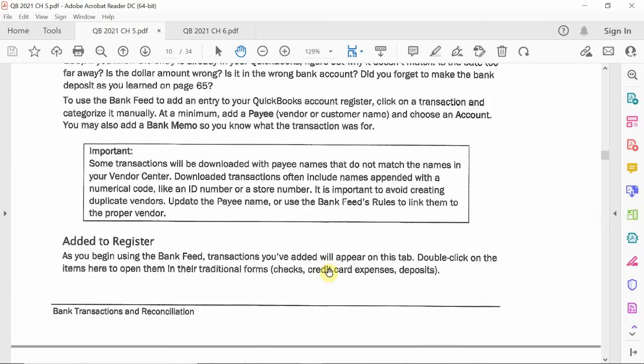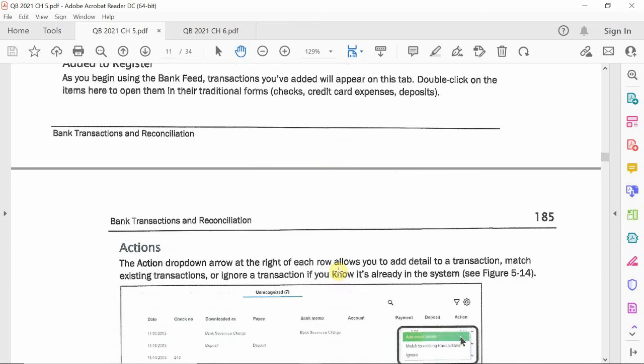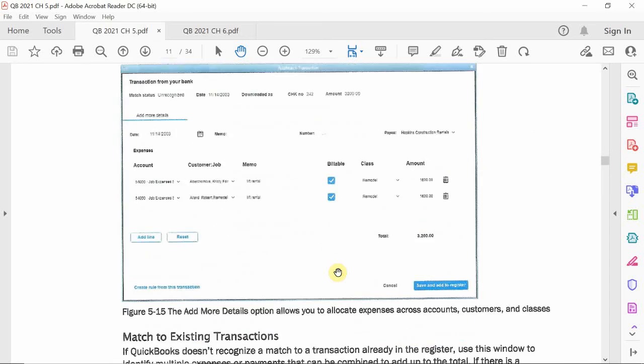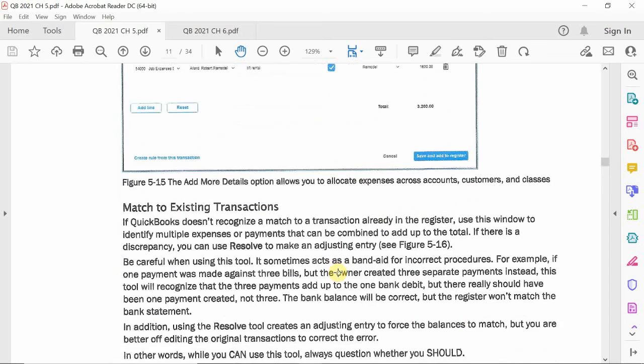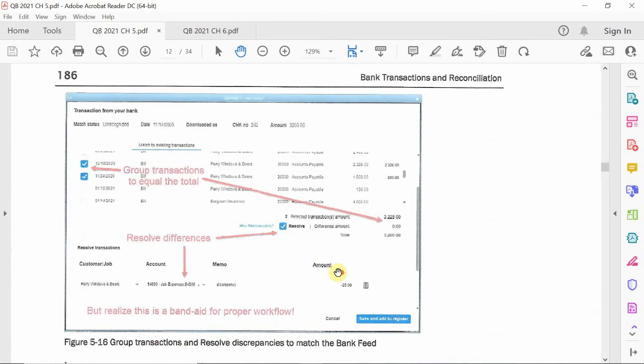Now, any questions there? No? Okay, so I'm going to go ahead and skip forward because it's all just talking about what you can do in the banking center.